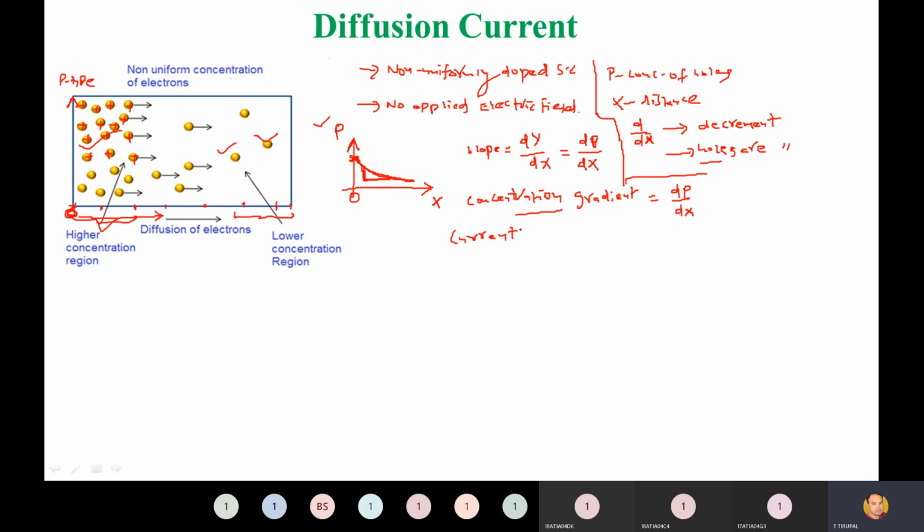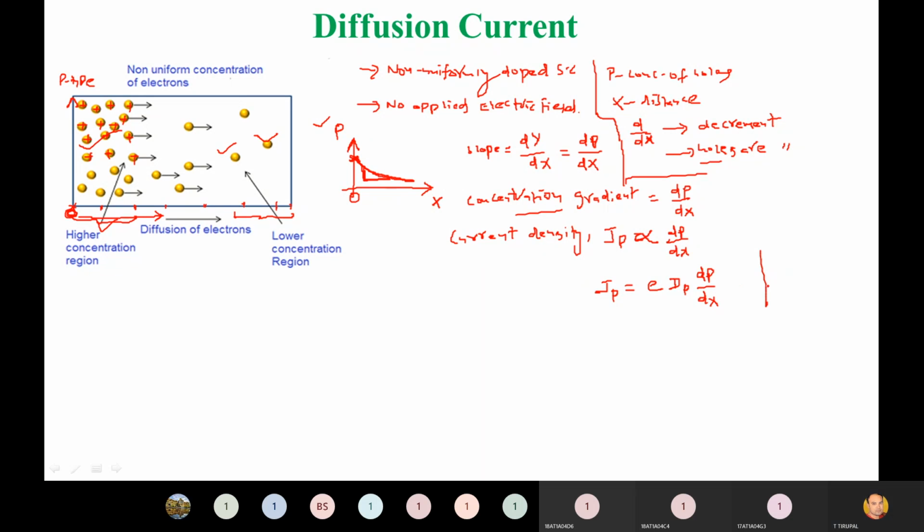You need to remember one point: current density exists here. What is that current density? Current density due to holes is given by Jp. Current density is directly proportional to the concentration gradient dp by dx, because holes are moving through the gradient only. So a simple formula exists: Jp is equal to e into Dp into dp divided by dx, where e is the charge of the carrier and Dp is the diffusion constant of holes.